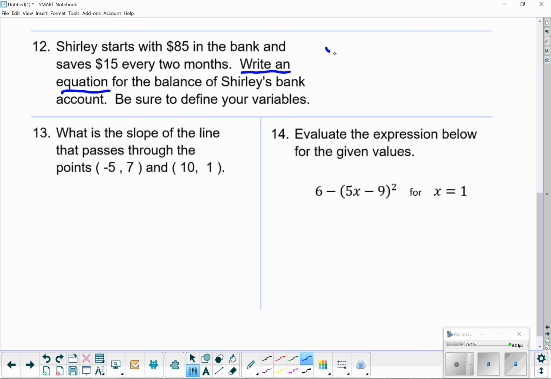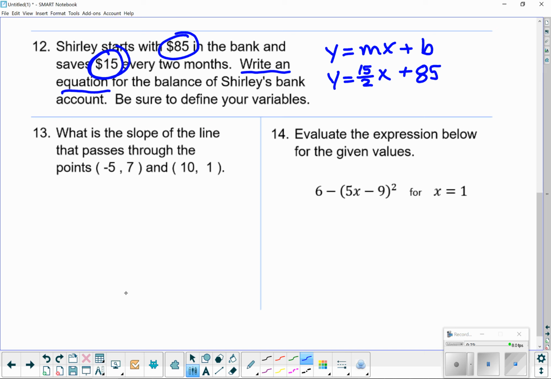So it's going to start with y equals mx plus b, and she starts with $85 in the bank. So my b value is going to be 85. So plus 85, and she saves $15 every 2 months. So the slope is going to be 15 every 2 months. Okay, so the slope is going to be 15x. Okay. So write an equation for the balance of Shirley's bank account. You have it right there.